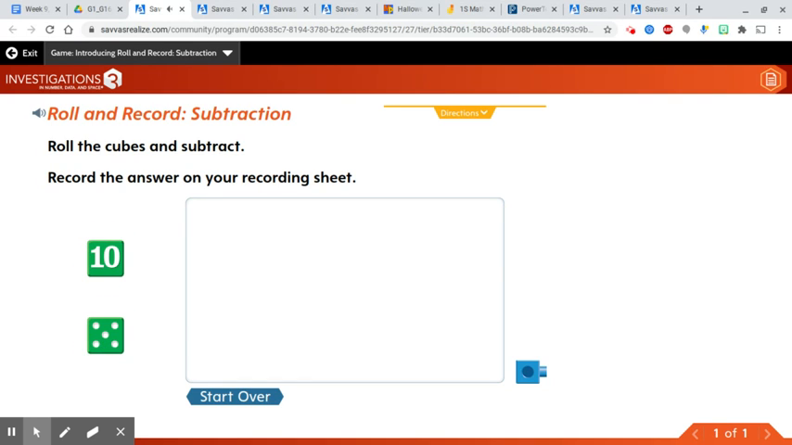So we have a 10, and then we have 5 on the dots. So we're going to count back. We're going to say the number 10, and then count back each dot. 9, 8, 7, 6, 5. So I know that 10 minus 5 equals 5. So I could build this too. I can start with my 10.